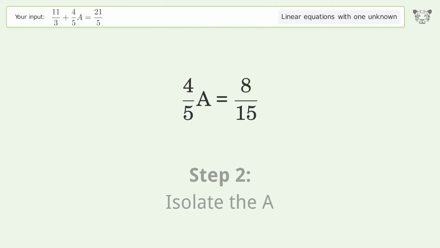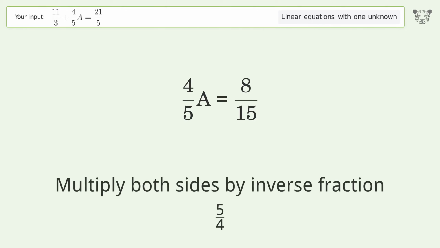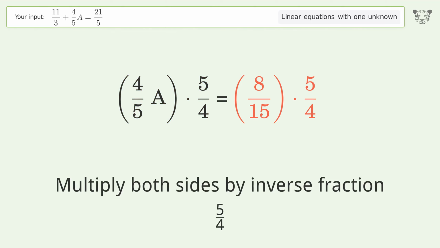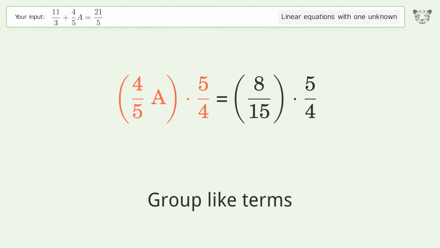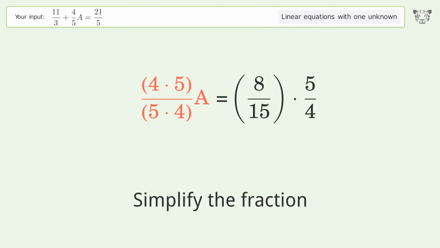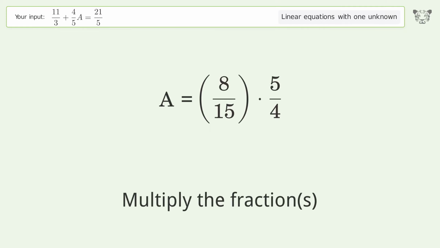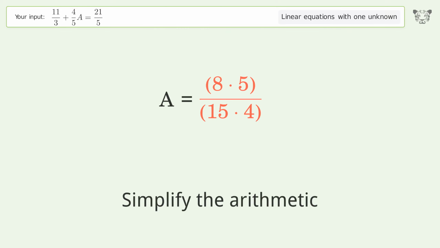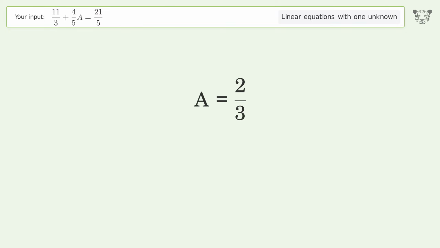Isolate the a. Multiply both sides by inverse fraction 5 over 4. Group like terms. Multiply the coefficients. Simplify the fraction. Multiply the fractions. Simplify the arithmetic. And so the final result is a equals 2 over 3.